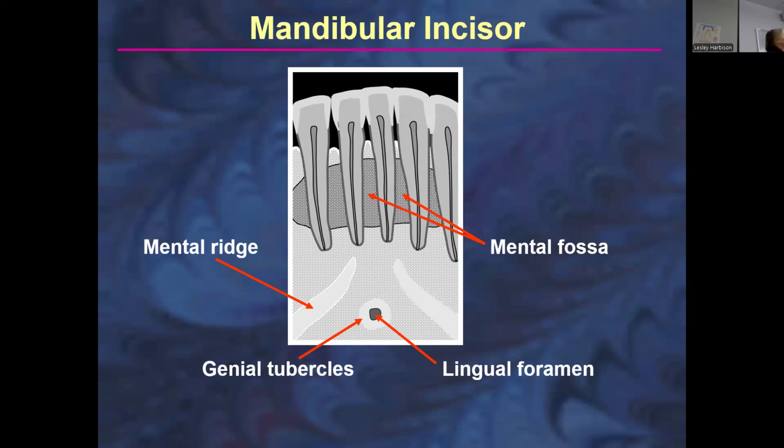And then the genial tubercles is where the bone thickens up, and it's where there's tissue attachment. It surrounds the foramen. So again, it's one of those things where you have a radiopacity next to a radiolucency.